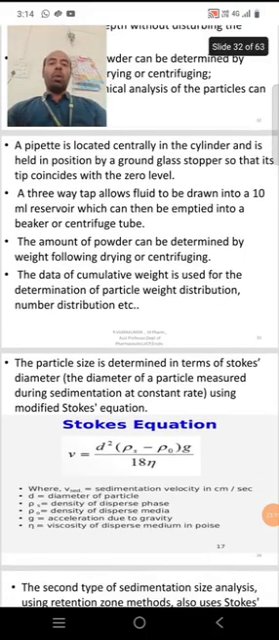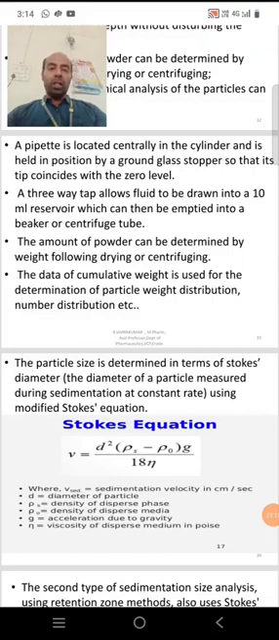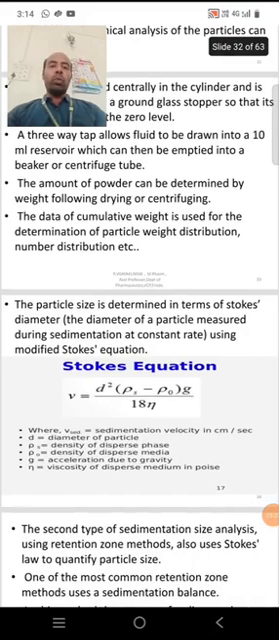The amount of powder can be determined by weight following drying or centrifuging. The data of cumulative weight is used for the determination of particle weight distribution and number distribution.